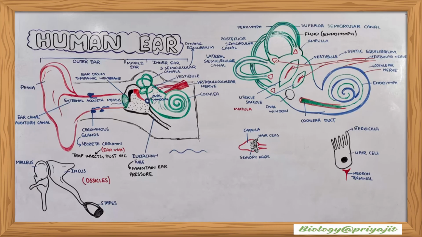The eardrum is the tympanic membrane, shown as a barrier at the end of the ear canal. This is the tympanic membrane.